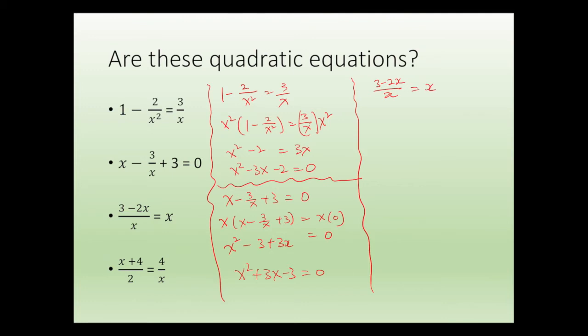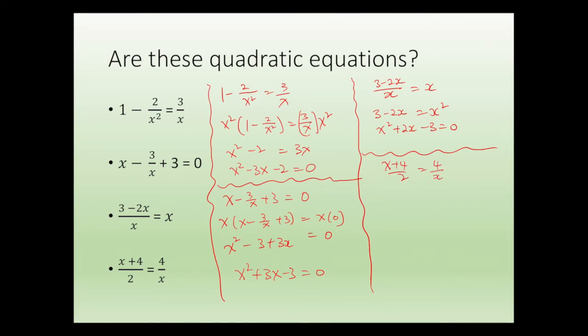Now, this one, what I'm going to do is multiply both sides by x. So therefore, I've got 3 minus 2x equals x squared. And rearranging, x squared plus 2x minus 3 equals 0. And what about the next one?